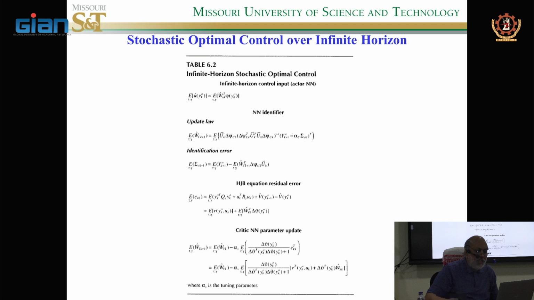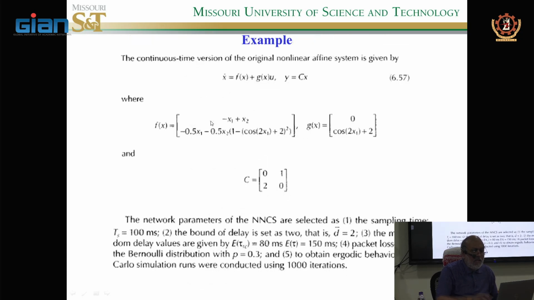Here is the flowchart. The same thing we did: control input, update loss for the identifier, the Bellman error, residual error, critique update law, and then it goes back. Okay? Another example. This is a different example.